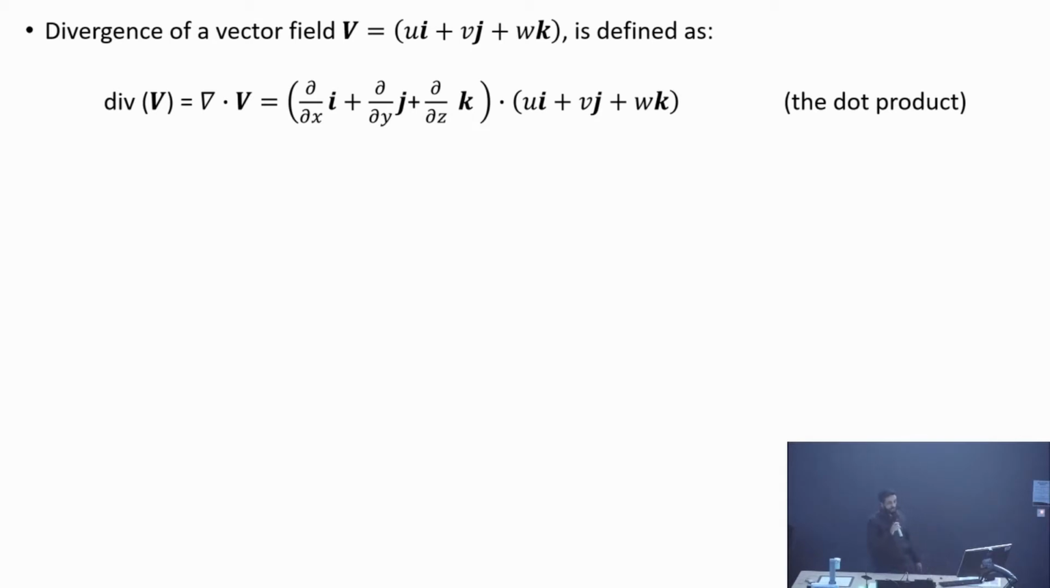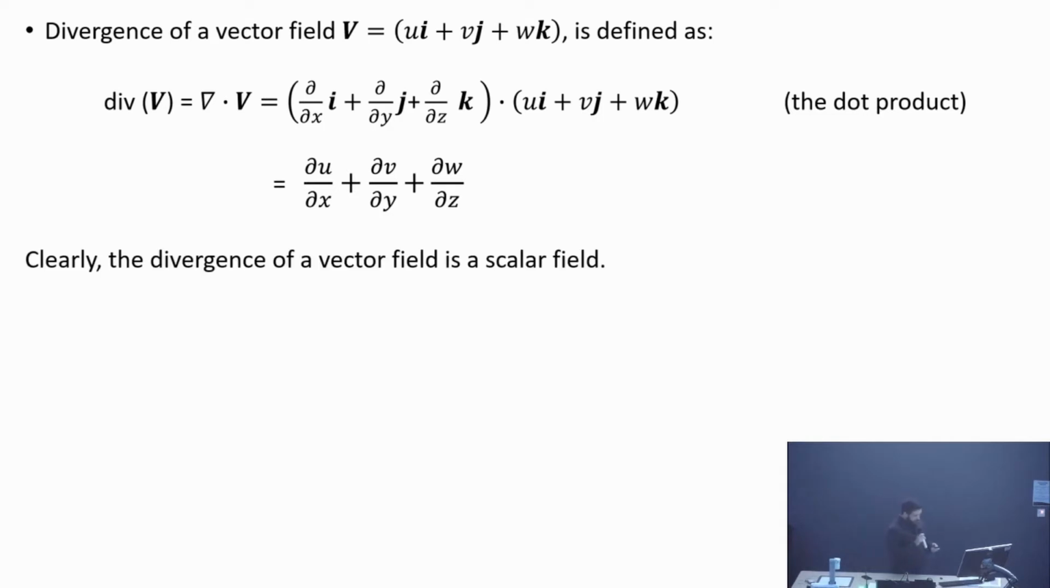And of course, what do you think you will get if you take the dot product? Do you get a vector or a scalar? Scalar, yeah. So that's simply du/dx plus dv/dy plus dw/dz. So basically, the partial derivatives of the components of v with respect to the spatial directions.